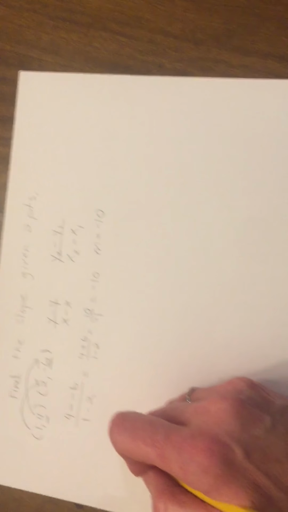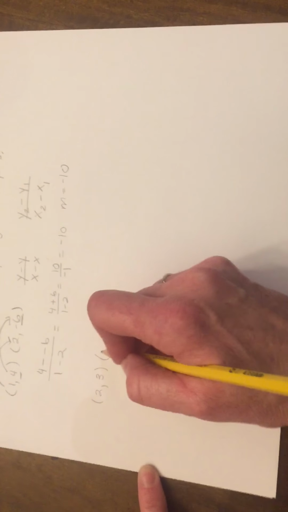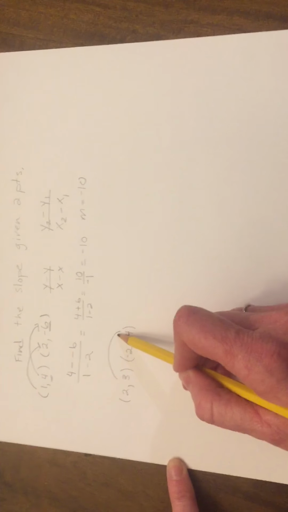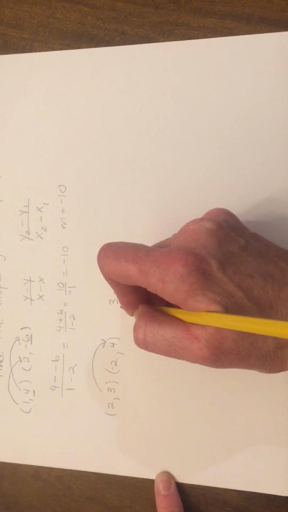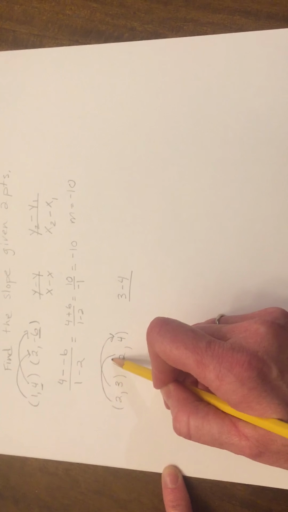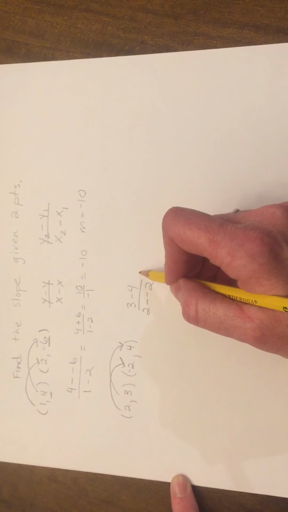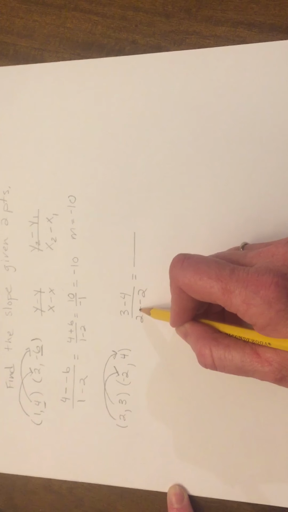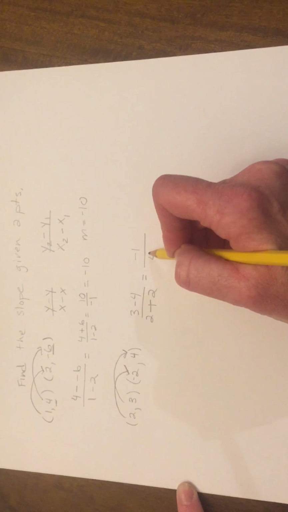Okay, let's do another one. Let's say we've got (2, 3) and (-2, 4). So same thing, we're going to do y minus y. So it's 3 minus 4, over x minus x. So it's 2 minus -2. This can turn to a plus right here. And this will be -1 over 4.